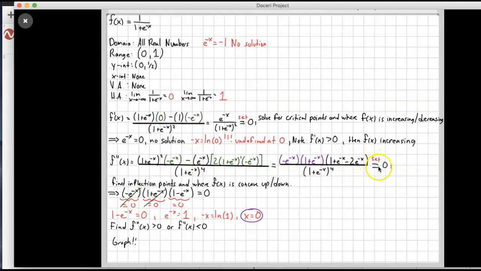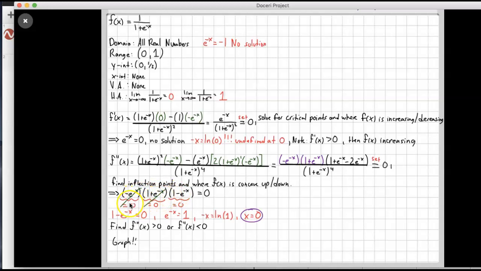So of course I'm going to set them equal to 0 in hopes to find inflection points and where f of x is concave up and concave down. Okay, so once again, I'm just going to focus on what's in the numerator here. And so what we get is these three products here. Okay, so these 3 factors here.